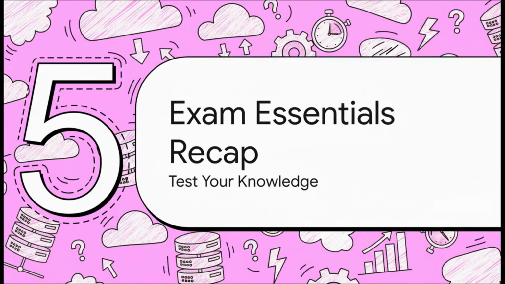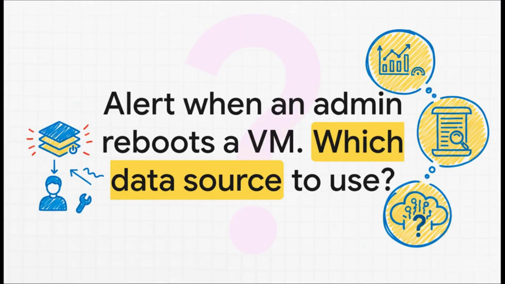All right, we have covered a ton of ground, so let's switch gears and do a quick rapid-fire recap, just like you'd see on the exam, to make sure these concepts really stick. Okay, first one, take a second and think about this. An administrator manually reboots a VM and you need an alert to fire. Where are you going to look for that event? Is it a metric? Is it a log from inside the VM?